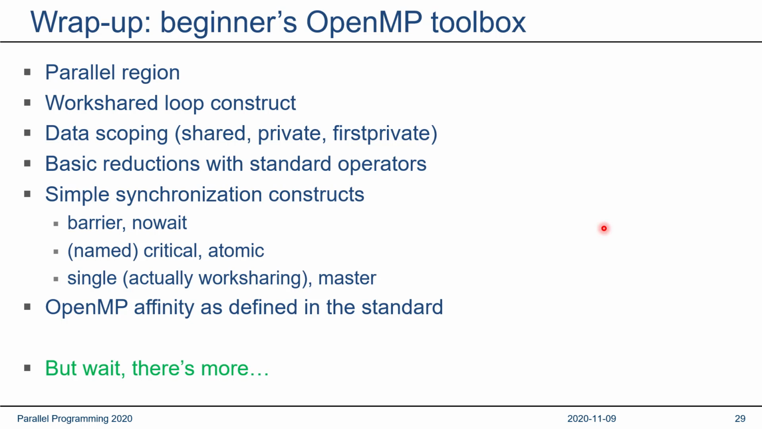Okay, this wraps up our beginner's OpenMP toolbox. Here's what we covered. I told you about parallel regions, how to open a parallel region and make threads execute a block of code redundantly. We looked at the workshared loop construct, how to assign iterations of a for loop to different threads so that the work is actually shared among the threads. We talked about data scoping, specifically shared and private variables and also firstprivate variables. I showed you how to do basic reduction operations with standard operators on scalar variables and arrays.